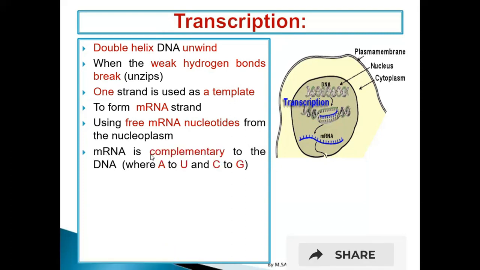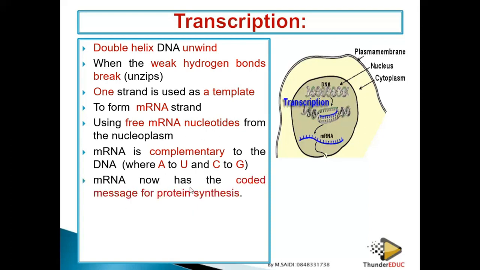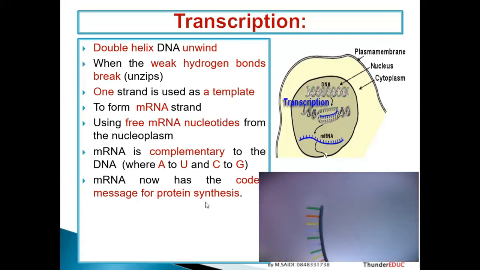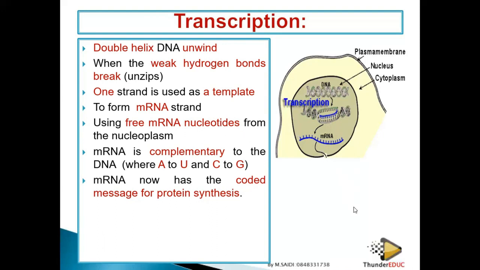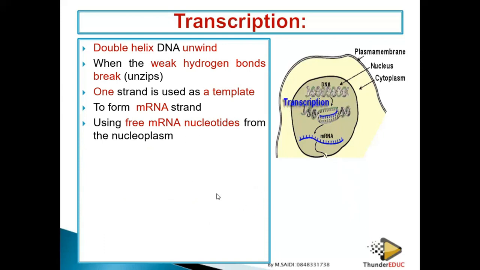Then the messenger RNA is complementary to DNA. So it means that where there is A, you're going to have U, and where there is C, you're going to have G. Remember, the messenger RNA does not have thymine. It has what you call uracil. That's why we say A goes with U and C goes with G. Then the messenger RNA now has the coded message for protein synthesis. It means that now it is ready to move out of the nucleus and go to the cytoplasm, so that it can take the information DNA wants for the protein to be manufactured. That's why you say that now the messenger has the coded information for protein synthesis.